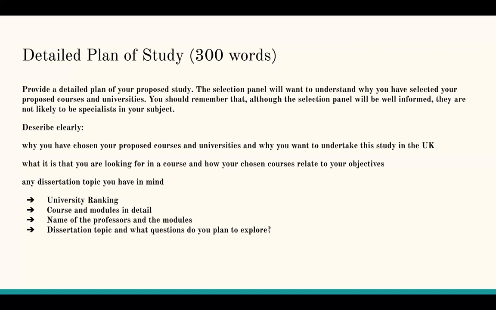Then look at your course, go through all the modules, what modules you want to choose, and who is teaching those modules. What are these professors actually doing? What kind of research did they do?